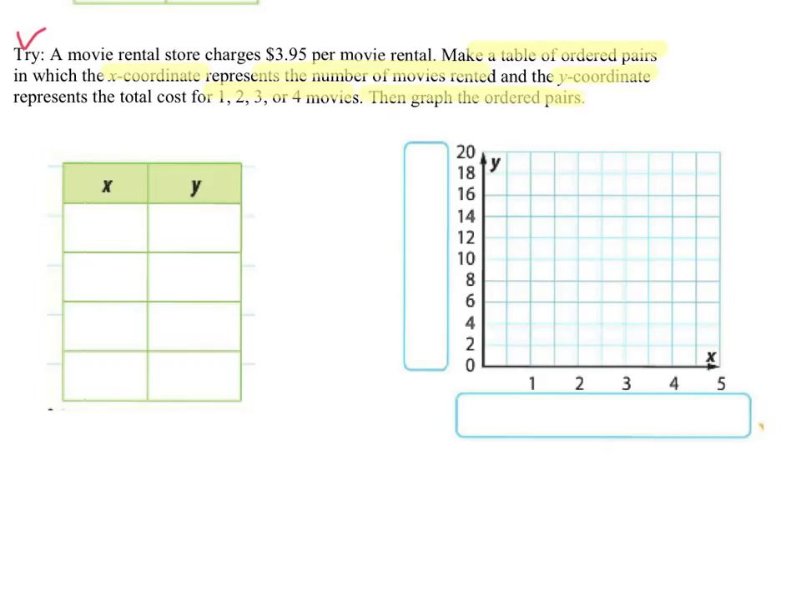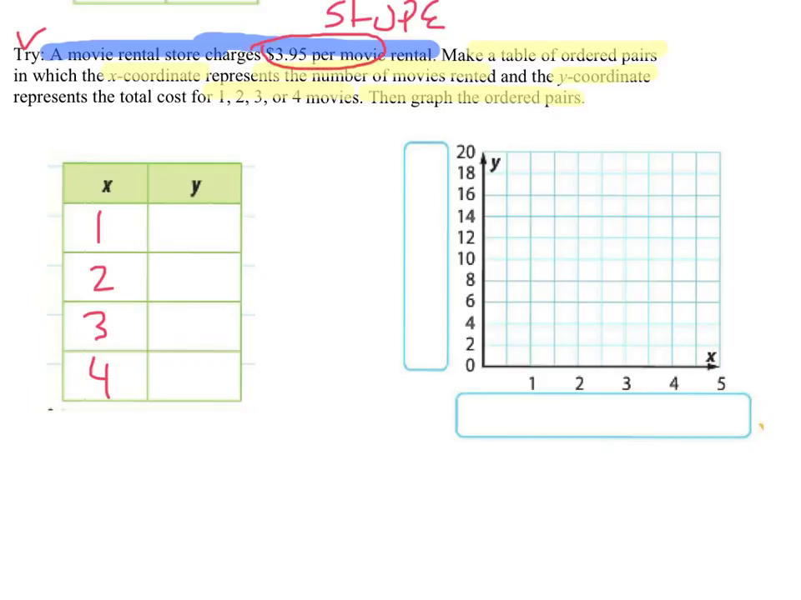Let's substitute the values for x. The number of movies rented will be 1, 2, 3, and 4. And the story reads, a movie rental store charges $3.99 per movie. Here is the unit rate, $3.95 per movie, and the unit rate indicates the slope, which represents 3.95 to 1, or 3.95.